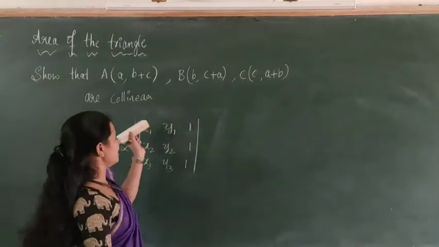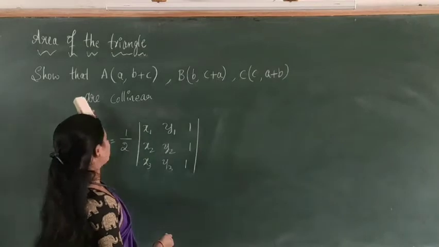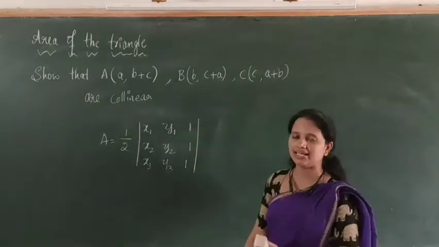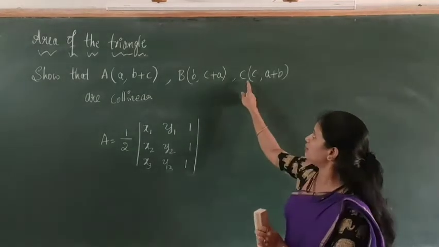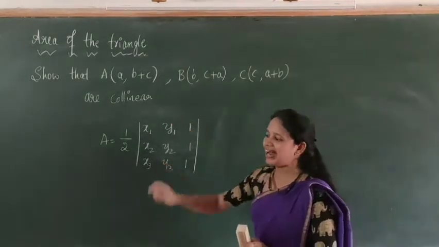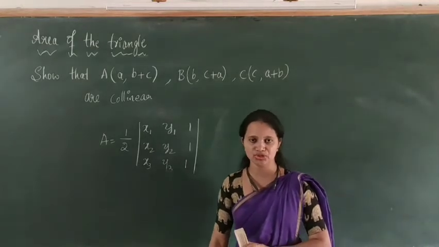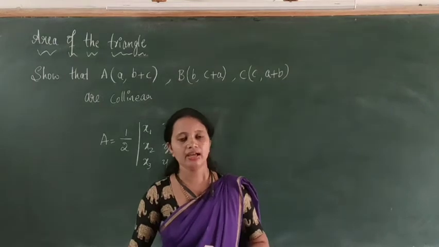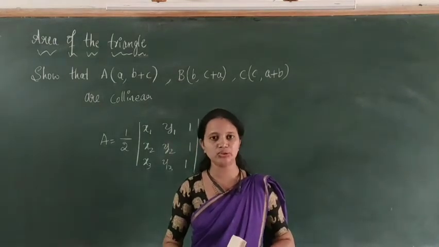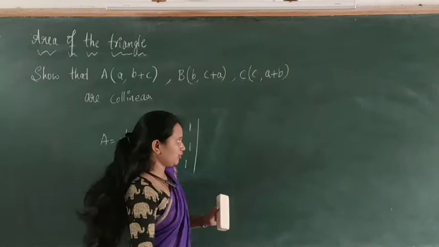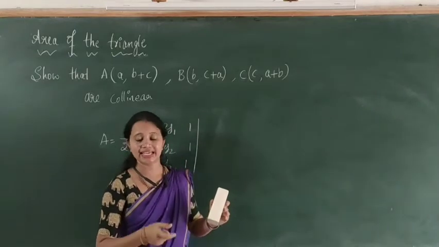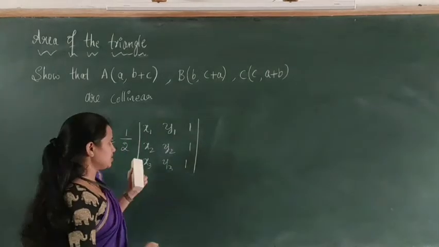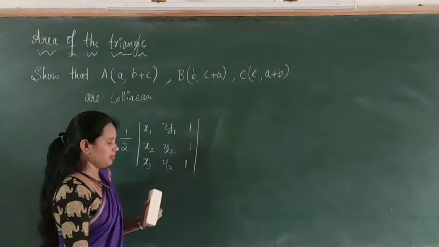Next consider the second problem. Here we have to show that a, (b plus c); b, (c plus a); c, (a plus b) are collinear. Already I have mentioned that if any three vertices of a triangle are collinear, then the area of the triangle is equal to 0. So here we have to show the area of the triangle is equal to 0, then the three points are collinear. Consider the area of triangle formula.